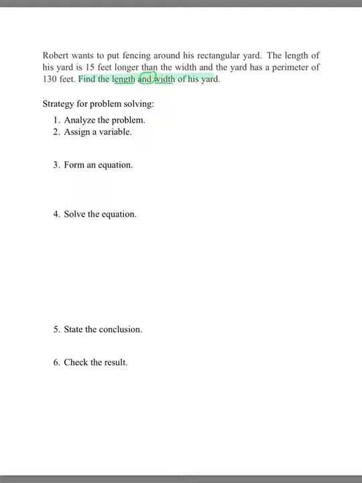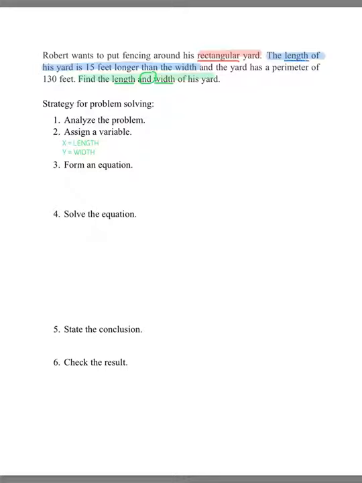So let us go ahead and assign those variables. We'll let x equal the length and y equal the width. Now that we've assigned the variables, let's go back to analyzing the problem. Let's see what information we can extract. For starters, we know that his yard is a rectangular yard, so we know we're working with a rectangle. That's very important. And then we also know that the length of his yard is 15 feet longer than the width, so we have a relationship between the width and the length.